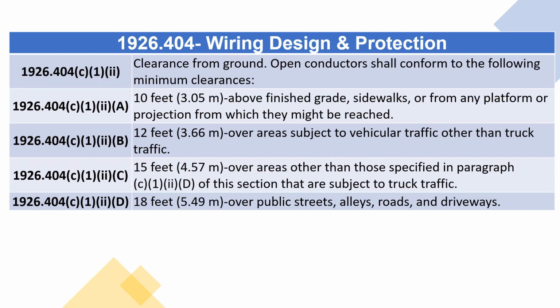1926.404(c)(1)(ii) Clearance from ground. Open conductors shall conform to the following minimum clearances. (A) 10 feet, 3.05 m, above finished grade, sidewalks, or from any platform or projection from which they might be reached. (B) 12 feet, 3.66 m, over areas subject to vehicular traffic other than truck traffic. (C) 15 feet, 4.57 m, over areas other than those specified in paragraph (c)(1)(ii)(D) of this section that are subject to truck traffic. (D) 18 feet, 5.49 m, over public streets, alleys, roads, and driveways.